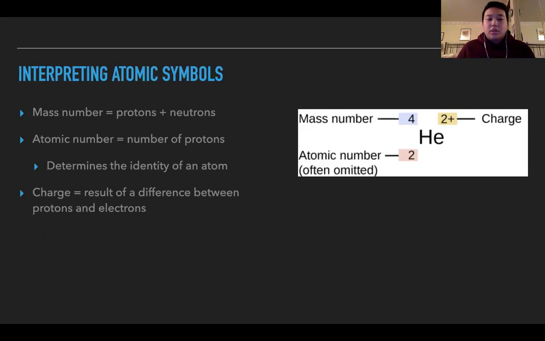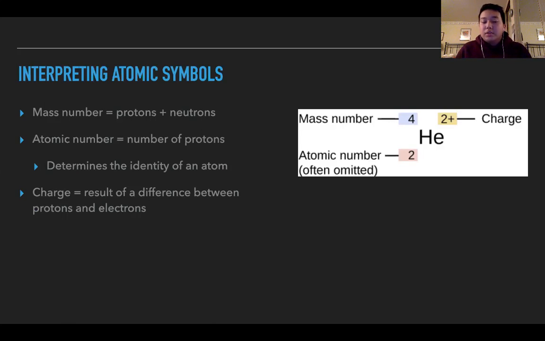Okay, so this starts the Chem 1A review. I just want to talk about atomic symbols really quick. If you have an atomic symbol, we have helium over here. The top left corner is the mass number, and that refers to the number of protons and the number of neutrons combined. The atomic number, in the bottom left corner, refers to the number of protons, and this is a special number because it determines what atom, what element, we're working with. If you change the atomic number, you change the number of protons, you change the element altogether.